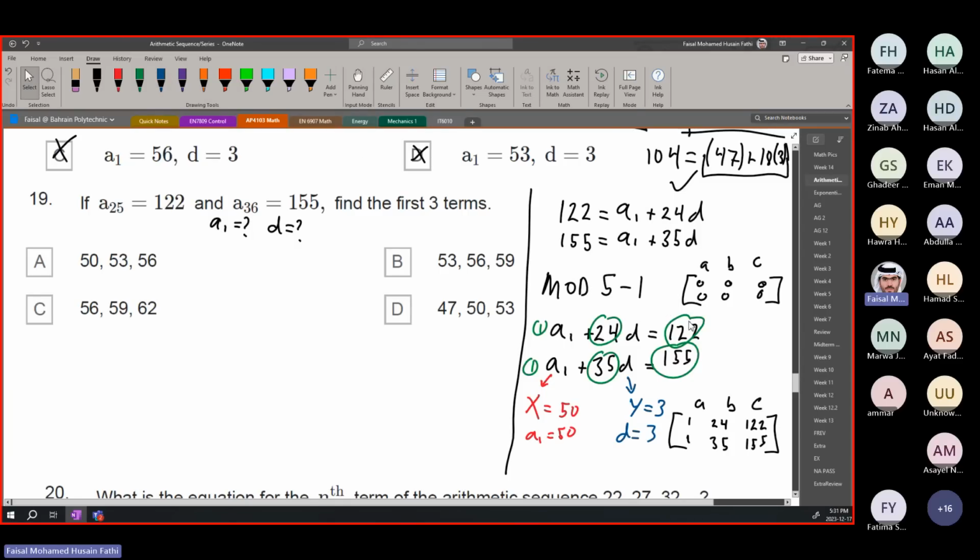Always make sure if you're using the calculator, you have to put these in this exact order. A1 first, D second, and then your solution on the other side by itself. If this is too confusing, do not use this method.